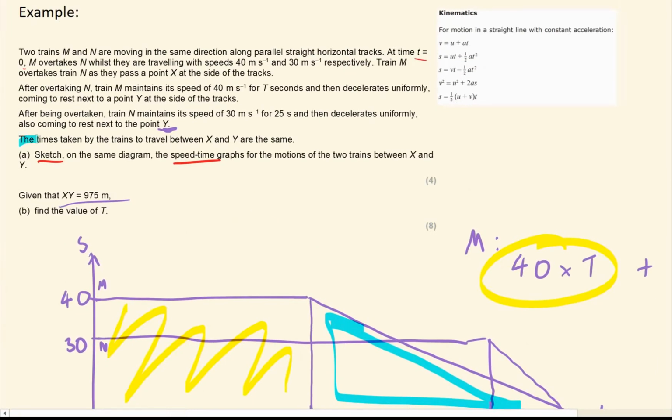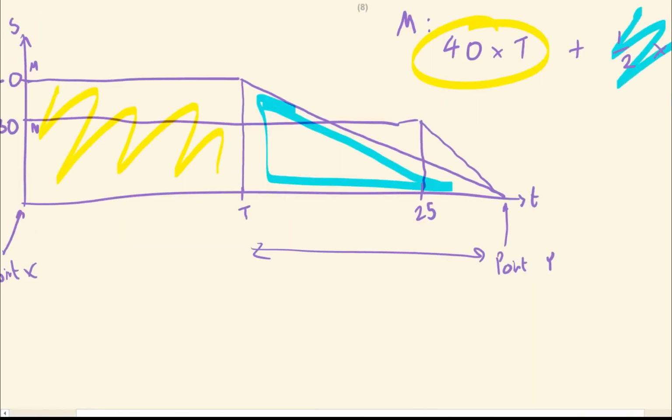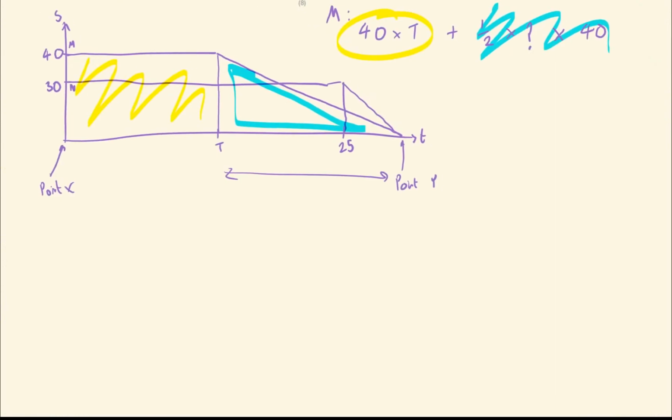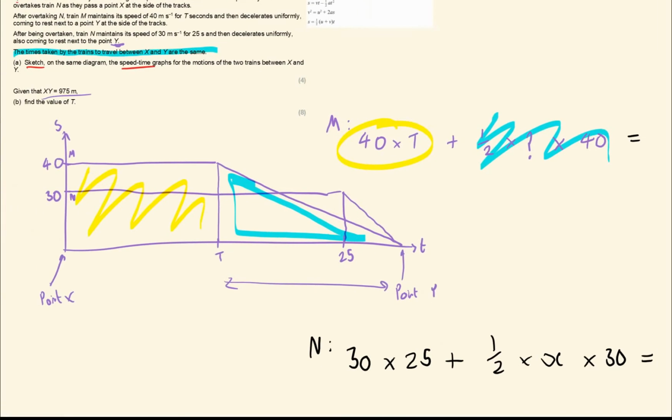However, we are told that the times taken by the trains to travel between X and Y are the same. So we can work out this overall time by using the other train, train N. So let's do that now. For train N, we have 30 times 25, because that's how long it travelled at 30 meters per second. And we then want to do the triangle part, so it's going to be a half times the base, which we don't know, I'll just call it x, times the height, which is 30. And the total distance travelled for both of them is going to be the same, which was 975.